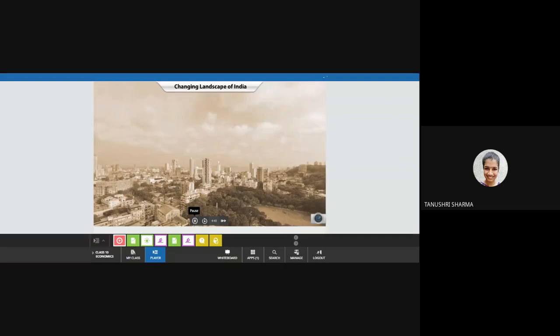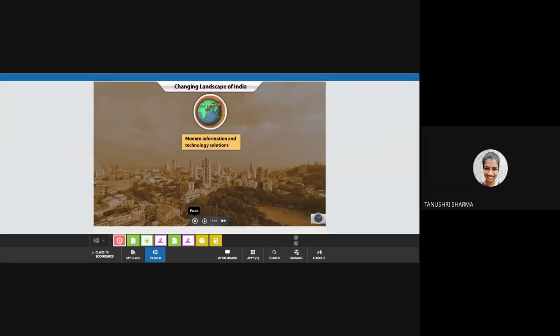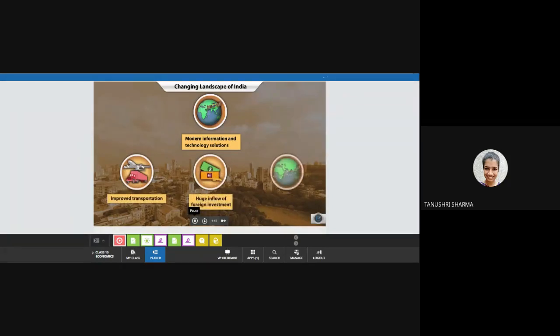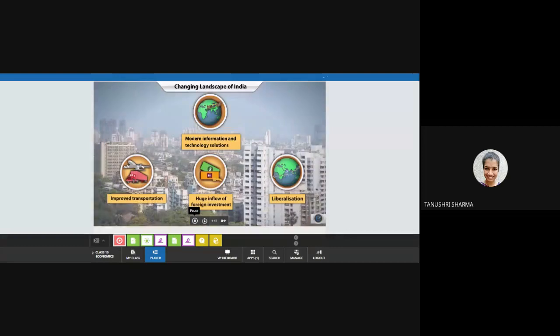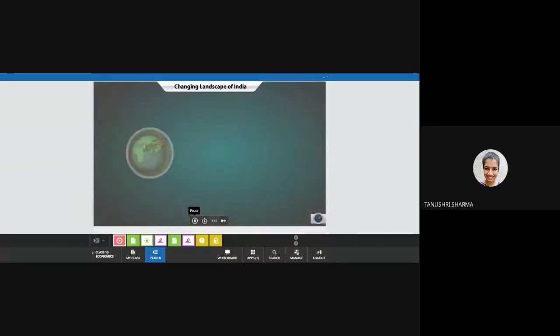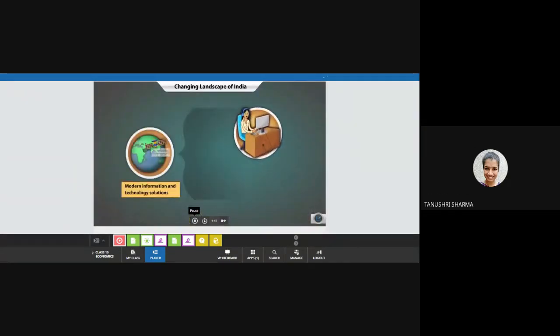Roughly 2 decades back, Indian towns and cities looked like this. Modern information and technology, improved transportation, and huge inflow of foreign investment due to the new liberal policies has changed the face of India. The introduction of the cellular and internet services has changed the mode of communication. These services now keep the masses updated on the latest developments of the world at just the click of a button. This exposure is shaping people's understanding of the world.